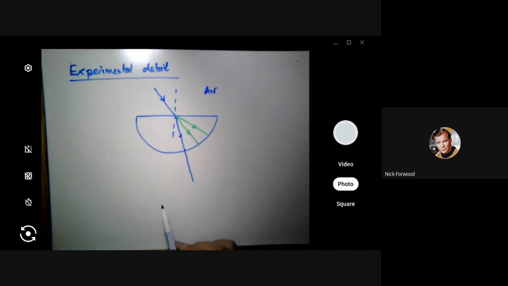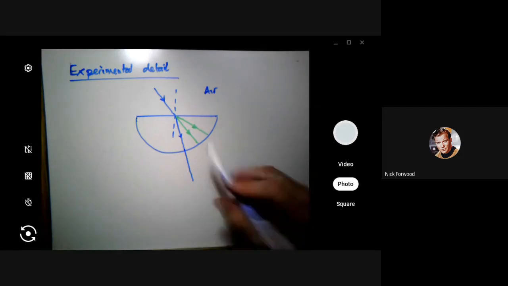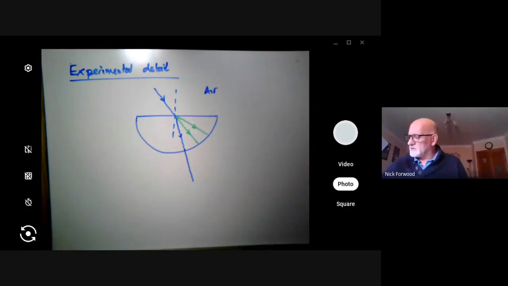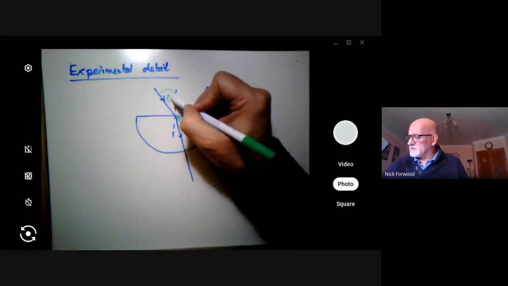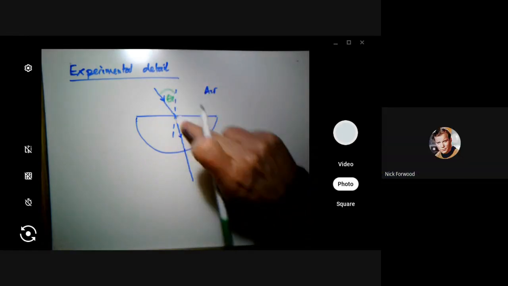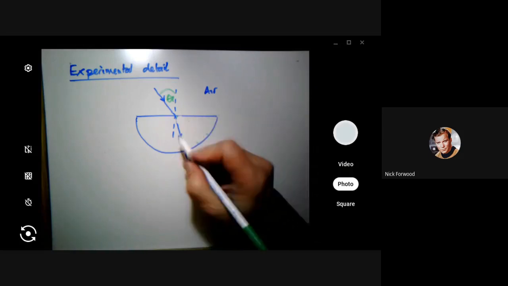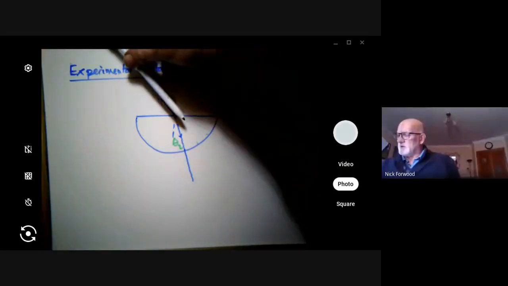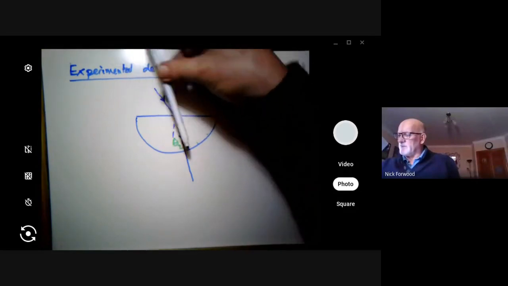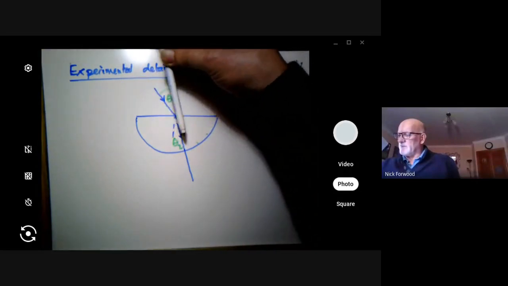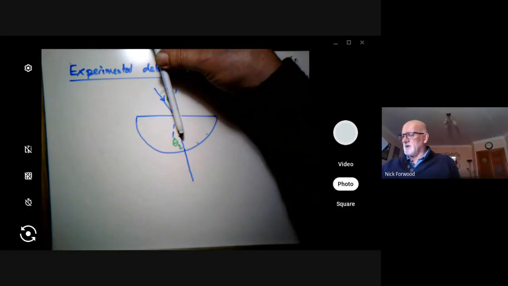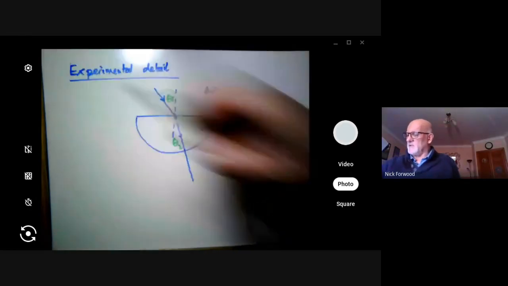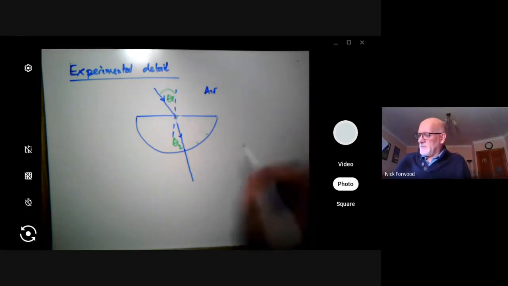So we use this semicircular block. The ray of light will always come out in a straight line, and then we're going to measure θ1, and it doesn't matter where all these lines are, θ2. And what we do is we change the direction of the beam of light, and you can start there at 0, and keep increasing the angle, possibly in 10-degree steps, and you keep going and you keep going, and then you build up a table.